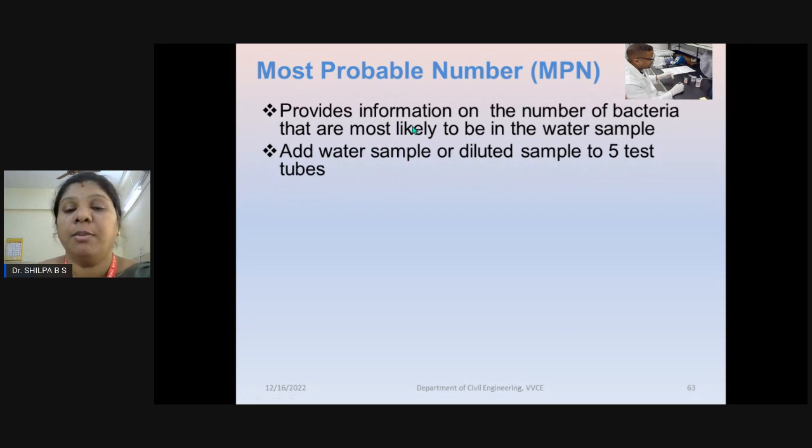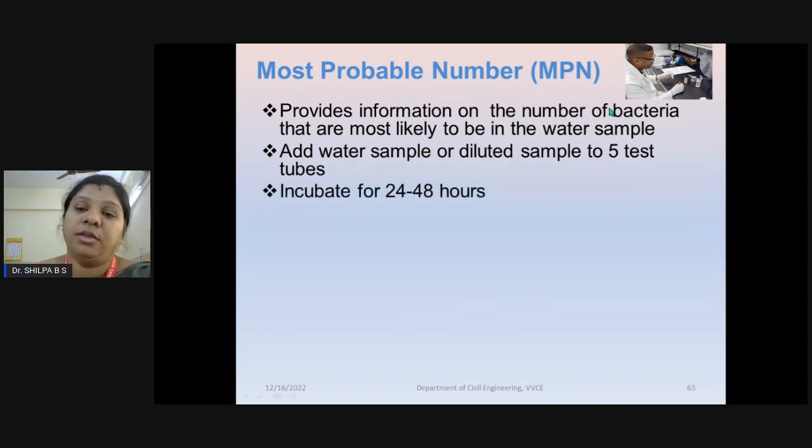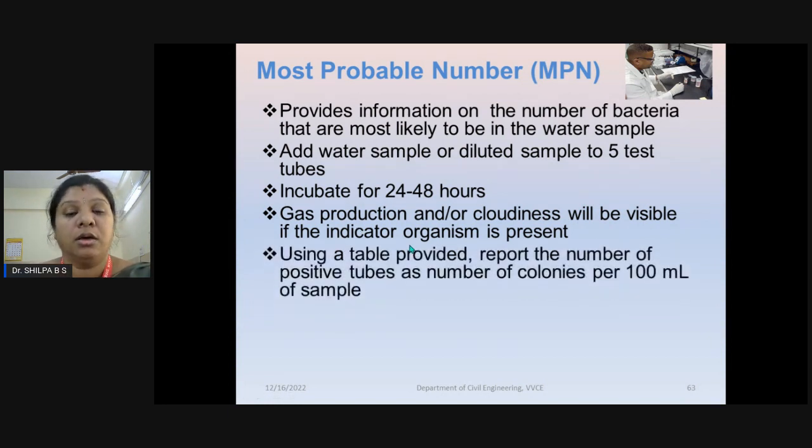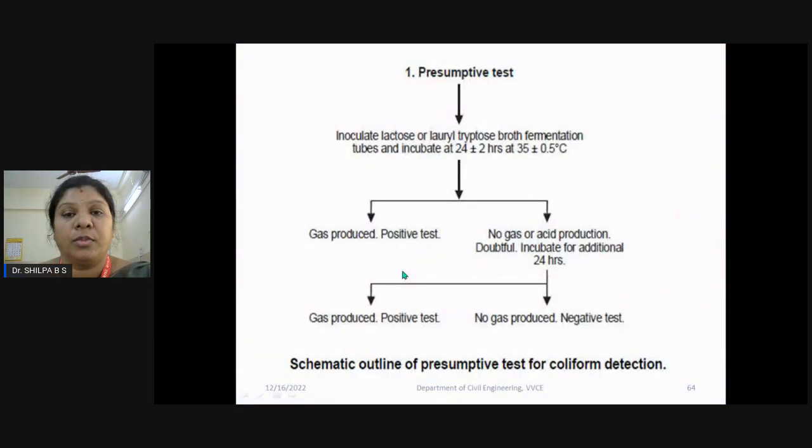So we need to add the water sample or the diluted sample to at least 5 test tubes. Okay, and also the various dilutions we need to consider. And once we take the various dilutions in 5 test tubes, we need to incubate for 24 hours. If we don't get results in 24 hours, we need to continue for 48 hours. Then the gas production or the cloudiness in that sample will indicate the presence of bacteria. And using a table, we will report the probable number of organisms based on the number of tubes which are positive. Okay, so this is again a schematic outline of how this multiple tube test takes place. So this is the presumptive test.